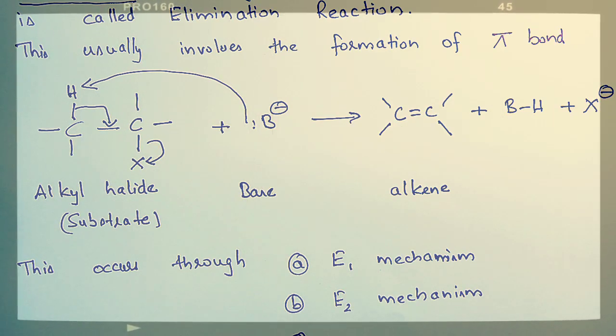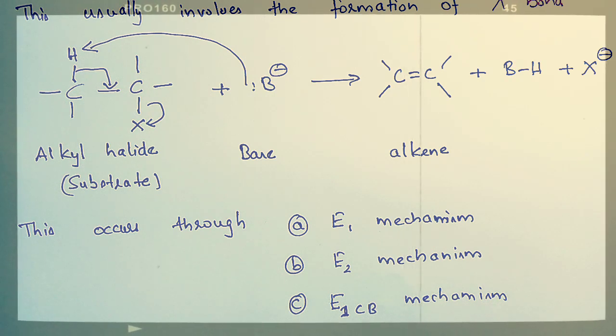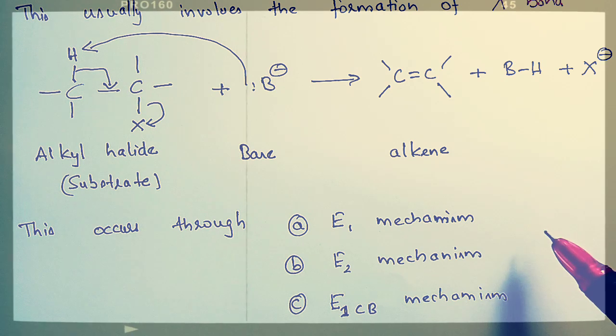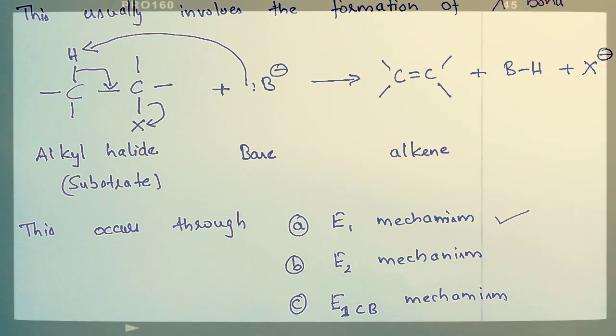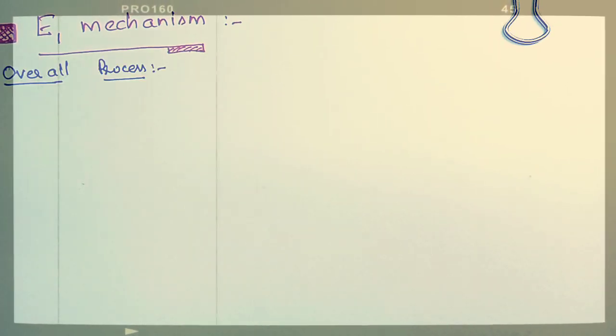Now this elimination reaction may occur through E1 mechanism, E2 mechanism or E1CB mechanism. These are the three mechanisms. In this video we will learn about the E1 mechanism. Let's learn how this E1 mechanism takes place.